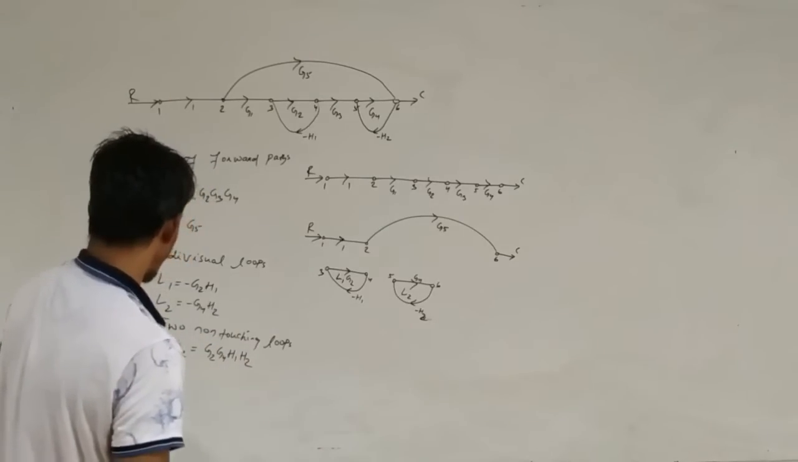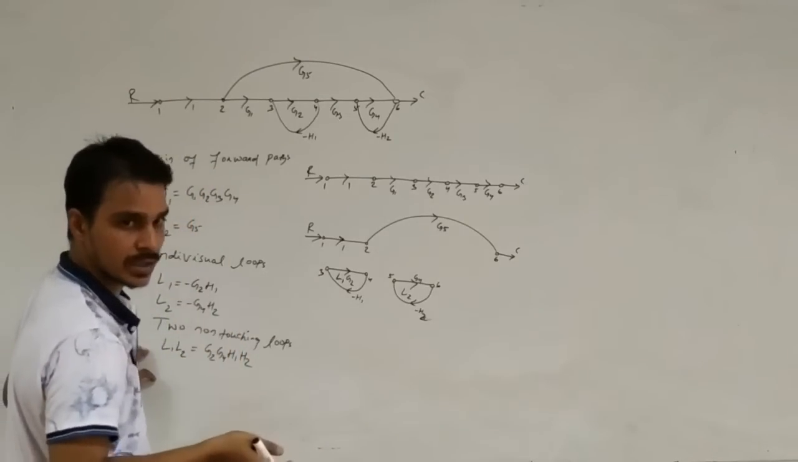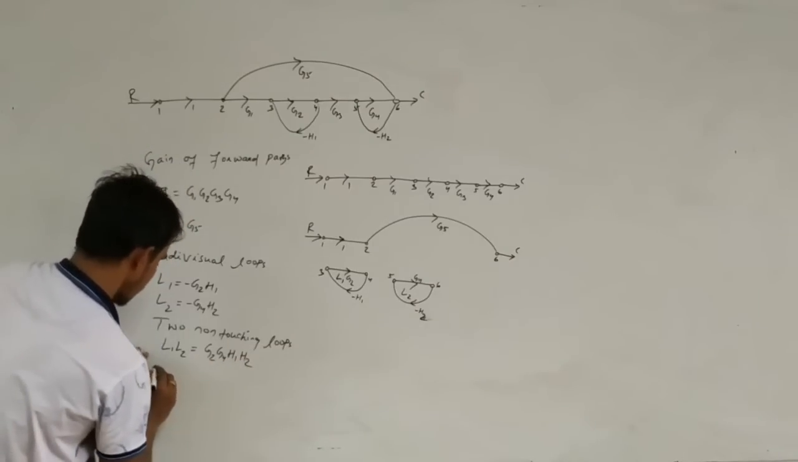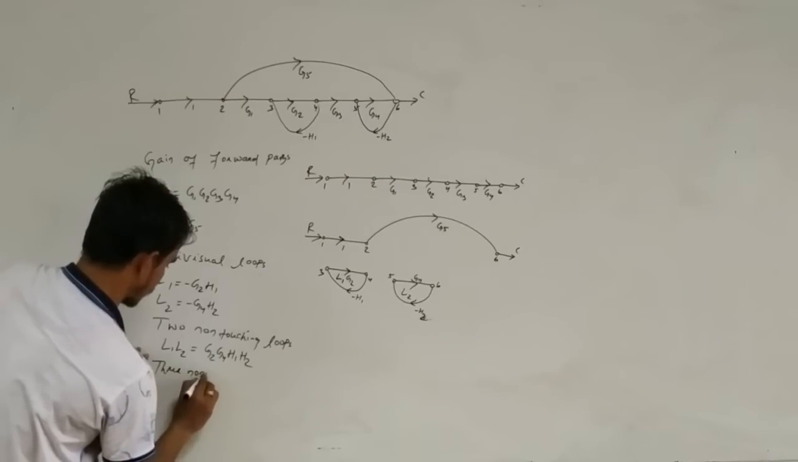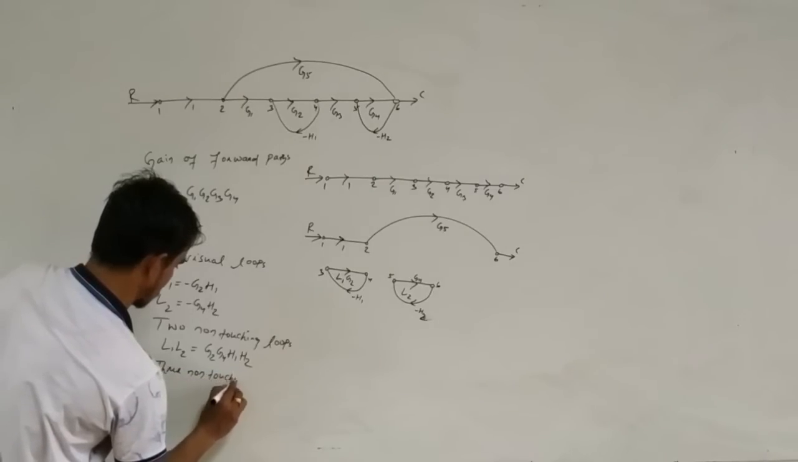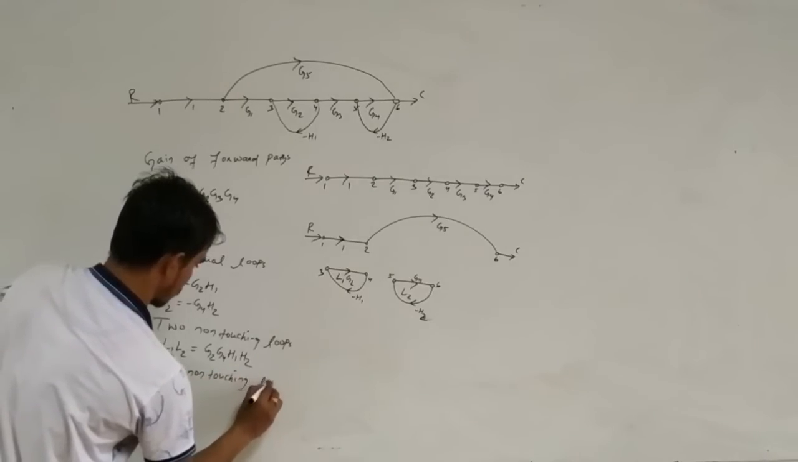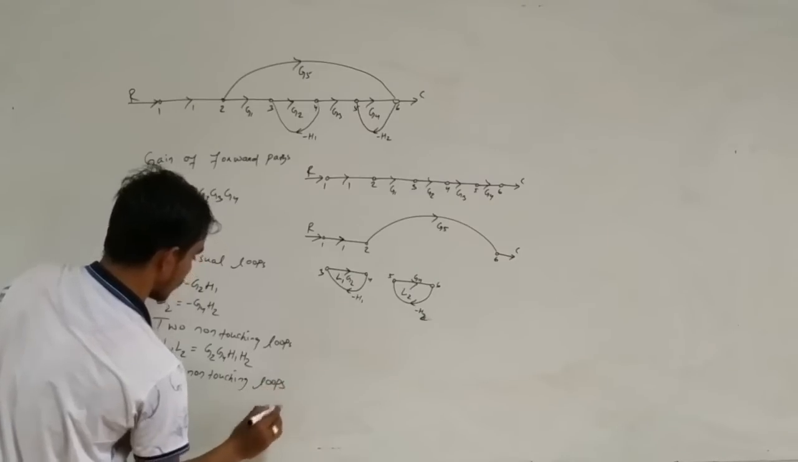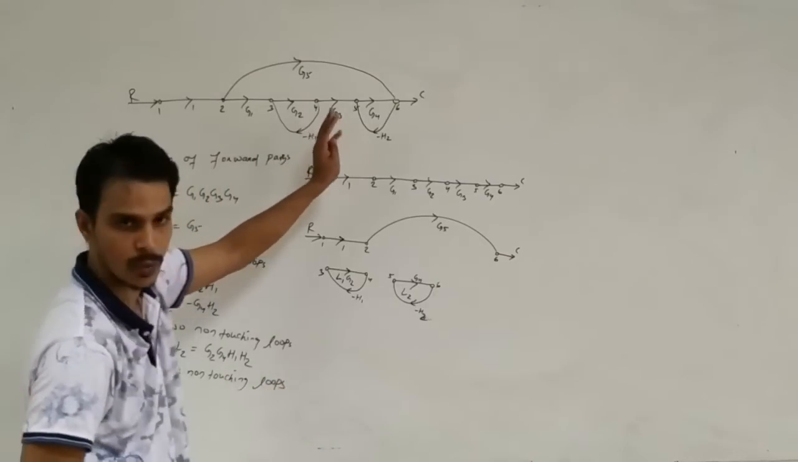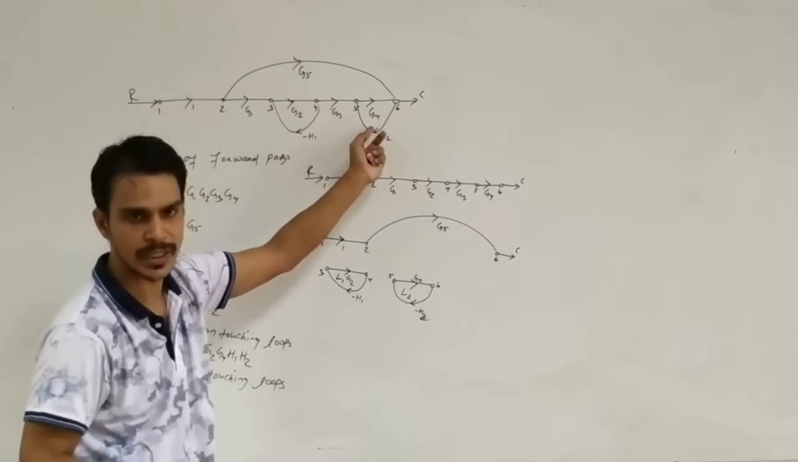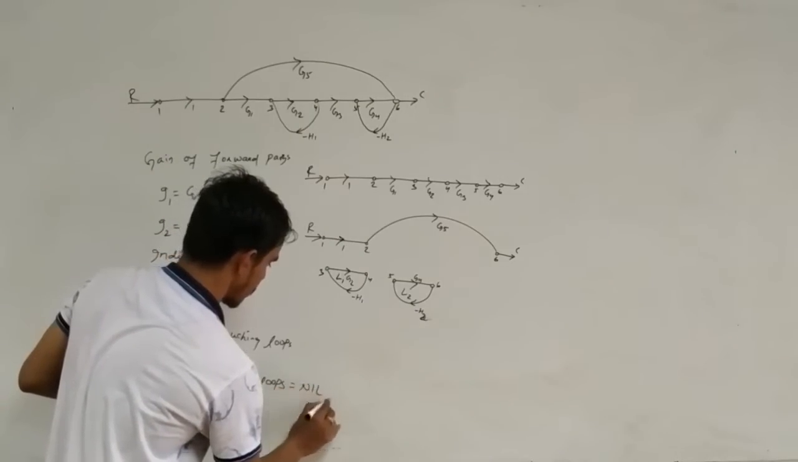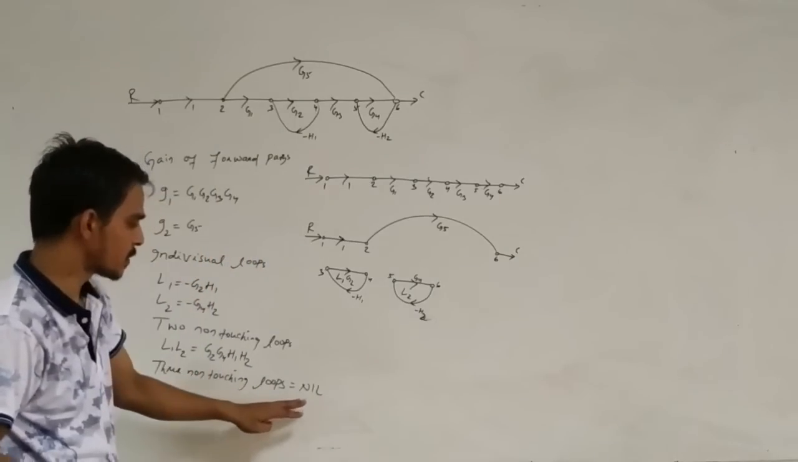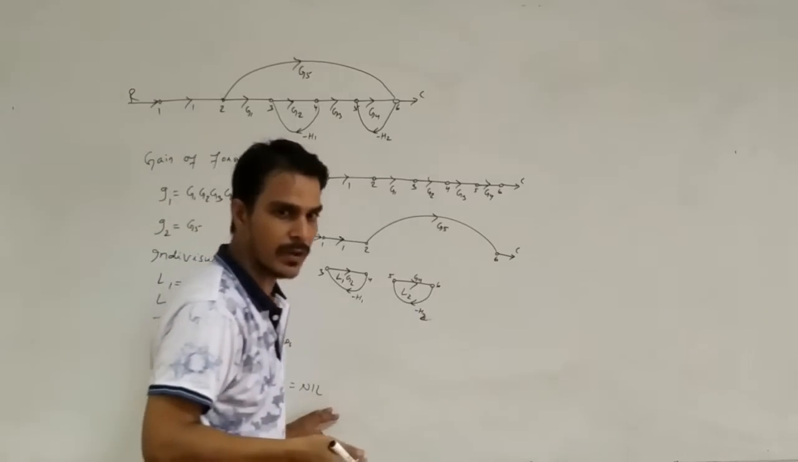Then we have to consider three non-touching loops. Any three non-touching loops? No, because only two loops are there. So three non-touching loops are not needed. Now we have to find out delta.